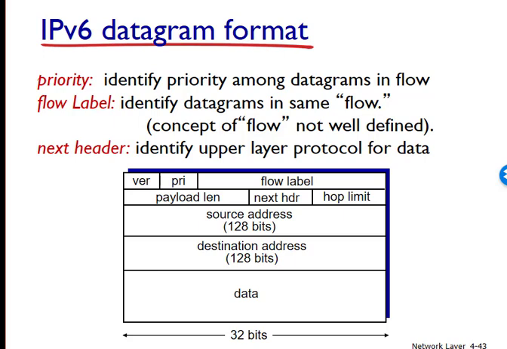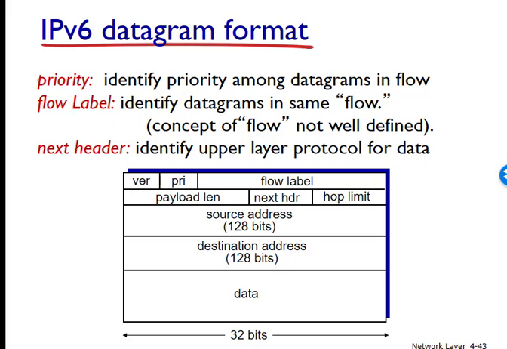Source and destination addresses. Obviously, that's self-explanatory. Data. This is the payload portion of the IPv6 datagram. When the datagram reaches its destination, the payload will be removed from the IP datagram and passed on to the protocol specified in the next header field.